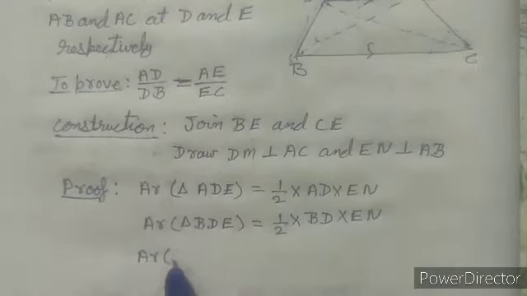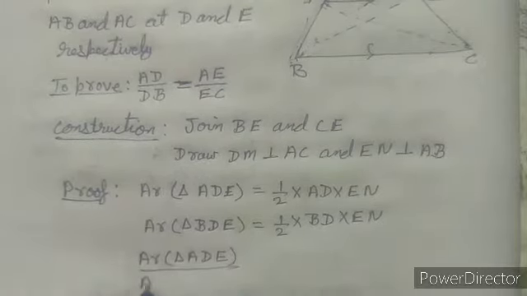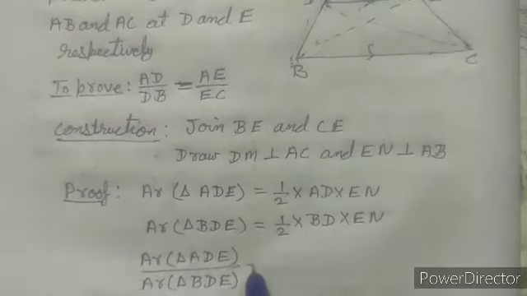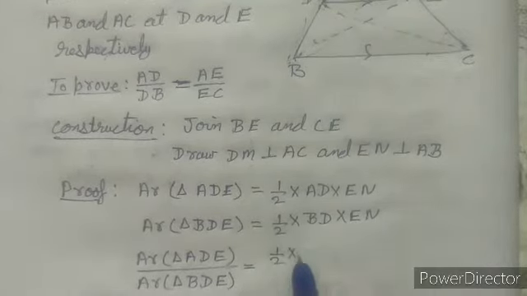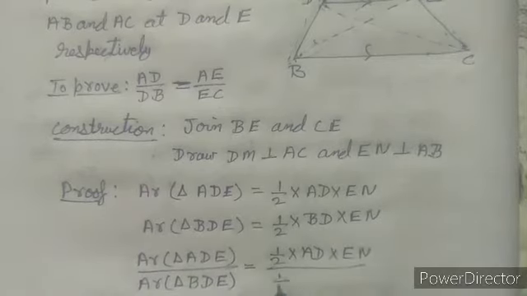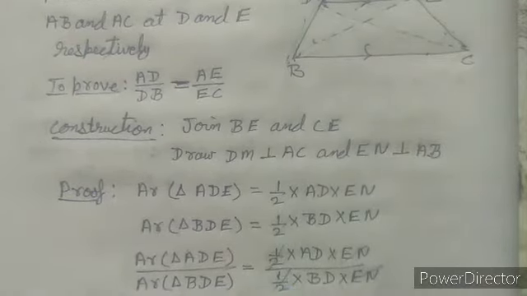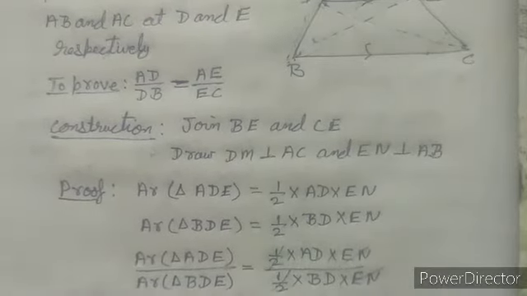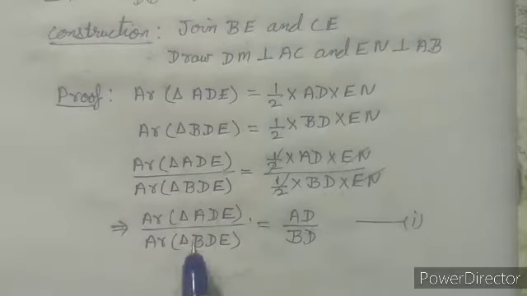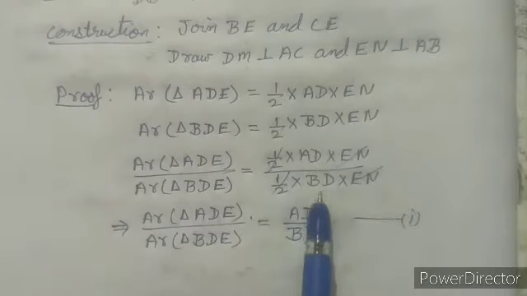Now on taking the ratio of these two, area of triangle ADE upon area of triangle BDE will be equal to half into AD into EN upon half into BD into EN. EN will cancel out, half will cancel out with half. That means area of triangle ADE upon area of triangle BDE is equal to AD upon BD.